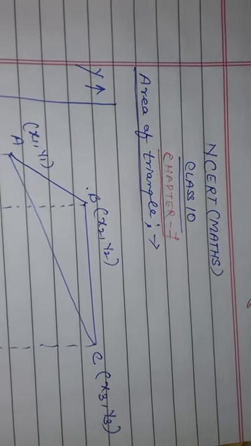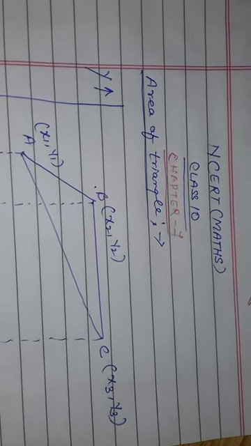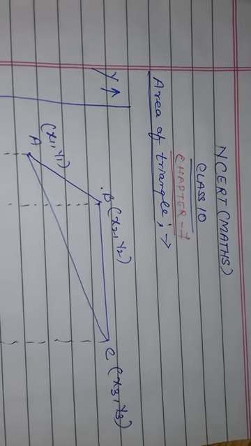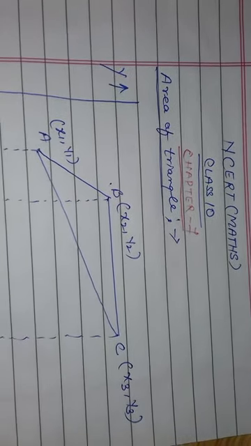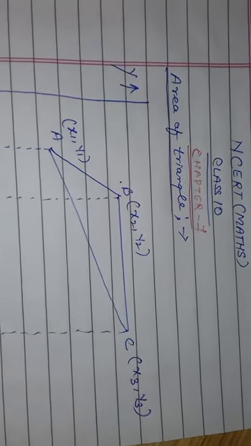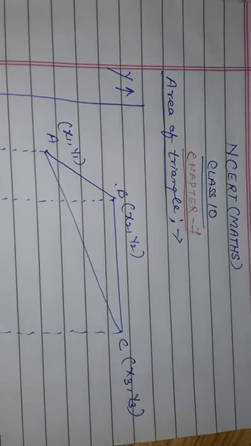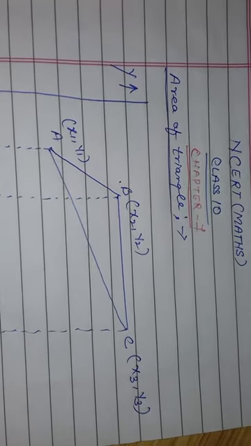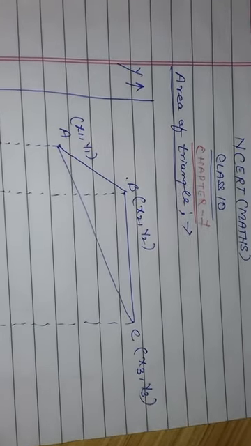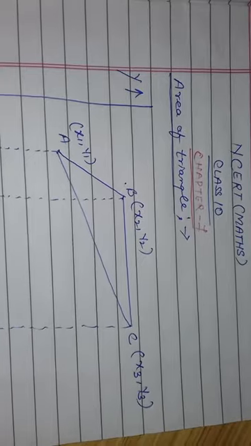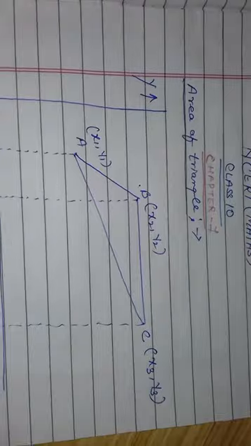Dear student, the topic we are going to discuss here is the area of triangle. In class 10th of CBSE, in coordinate geometry chapter, we have this topic, area of triangle. Here, there will be a triangle ABC. The vertices of that particular triangle will be known, and we will have to find the area of that particular triangle. So let us see here how we'll find it.